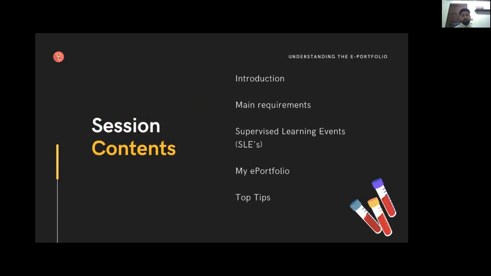In terms of the contents of this session, first I'll introduce you to what a portfolio is. We'll go through the main requirements of the FY1 portfolio. We'll discuss the different types of supervised learning events and how many you need to aim to complete in a year. I'll go through my ePortfolio, which will hopefully let you visualize things a little bit easier. And at the end, we'll summarize some top tips I have for getting your portfolio done and sorted so that you can pass your ARCP.